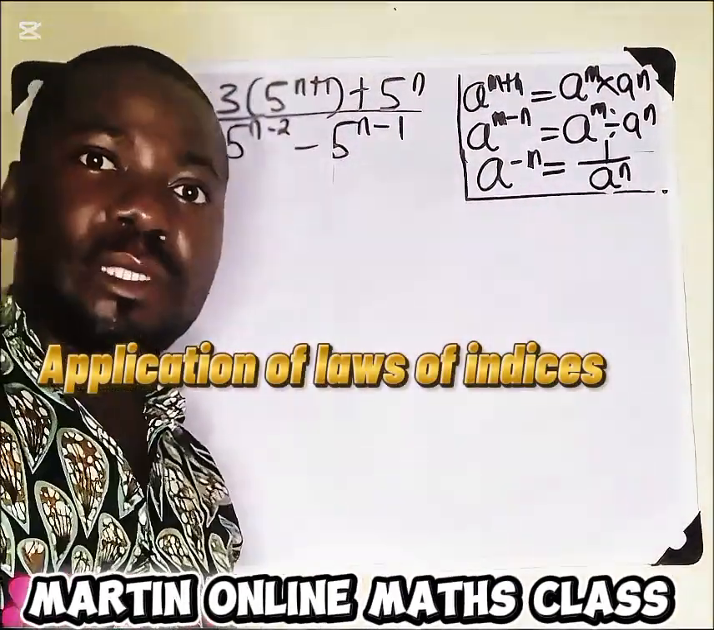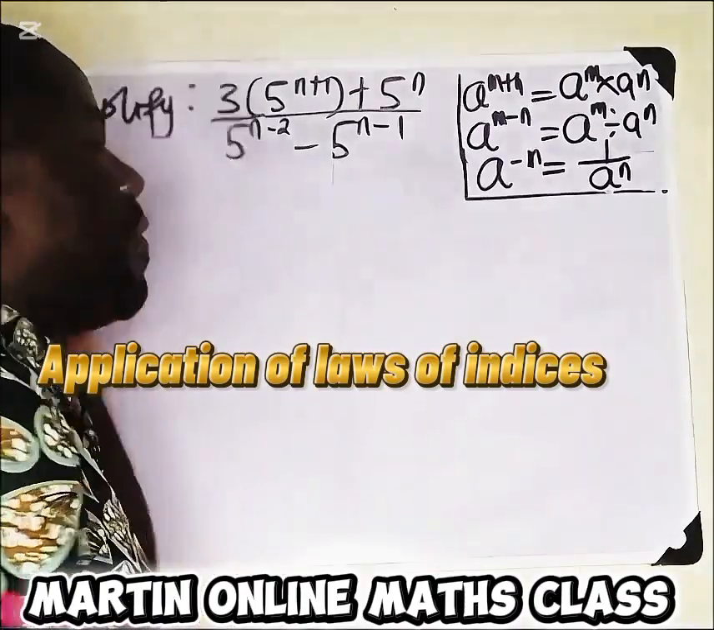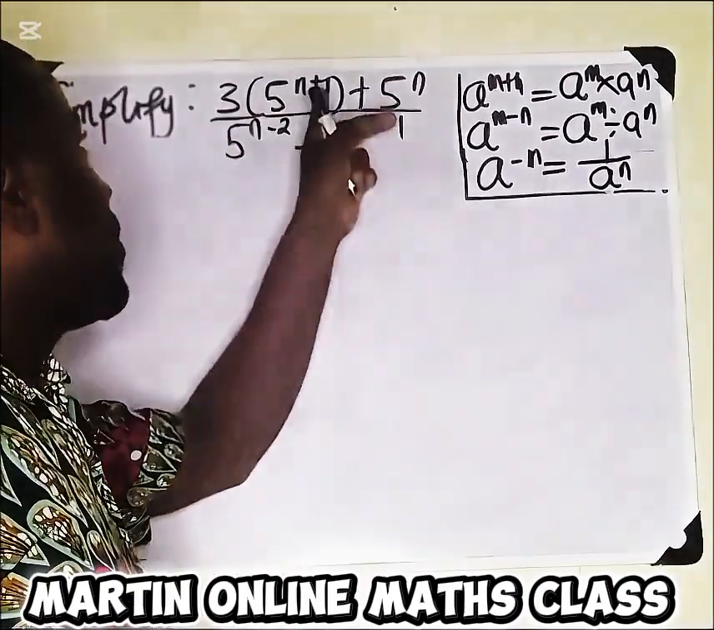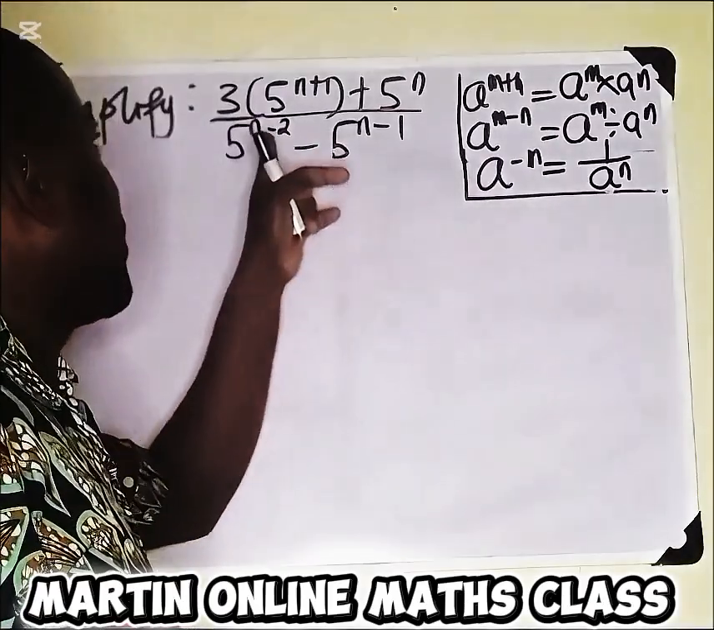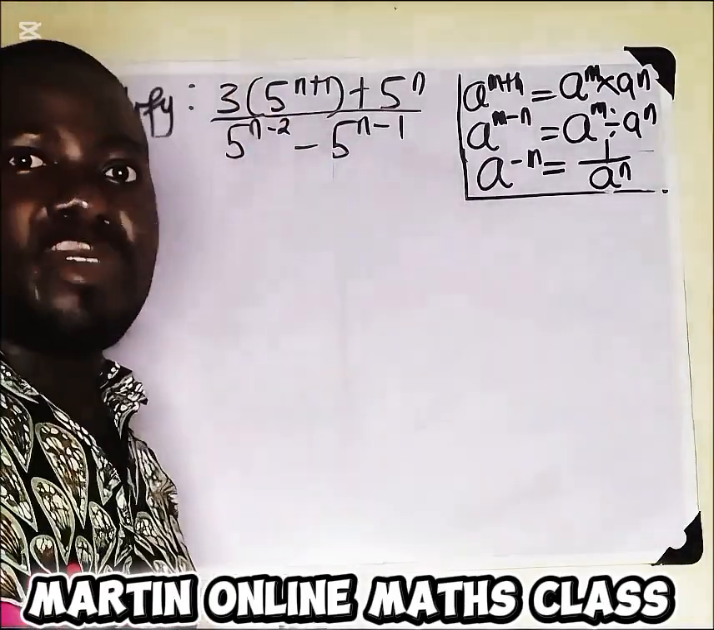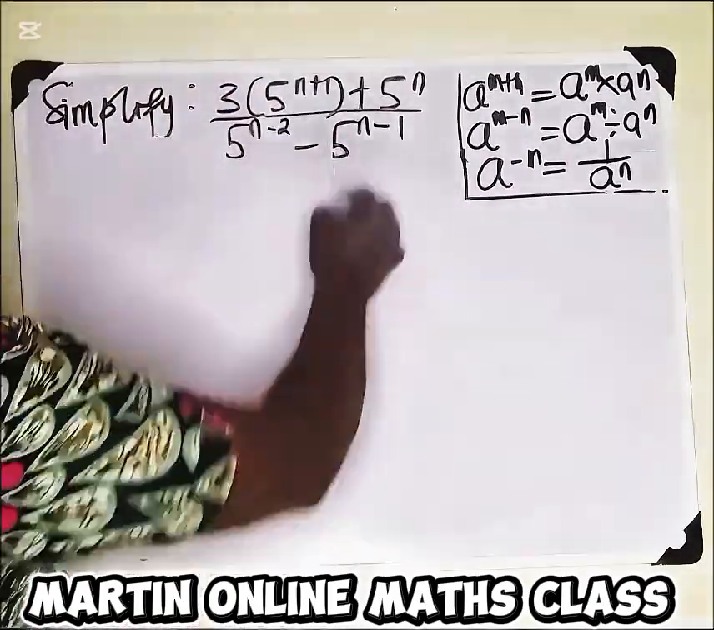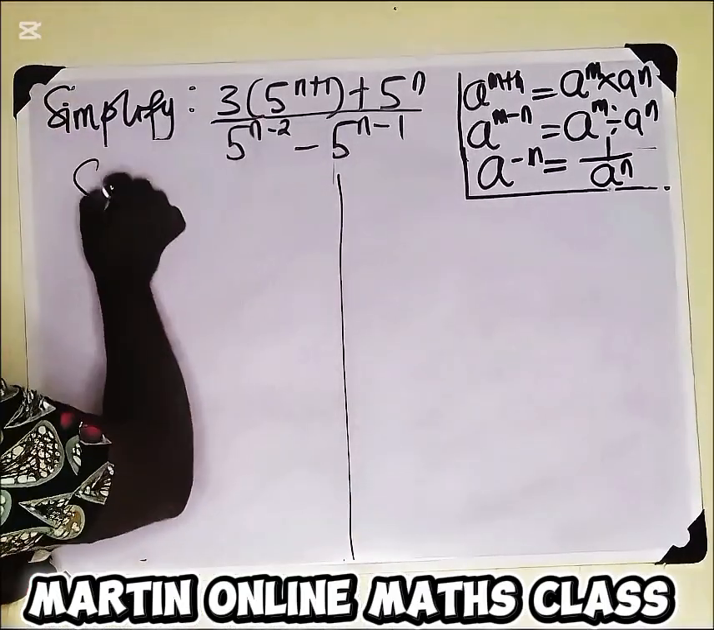Let's quickly look at the question on the board. We say simplify 3(5^(n+1) + 5^n) divided by 5^(n-2) - 5^(n-1). Let's move to the solution.